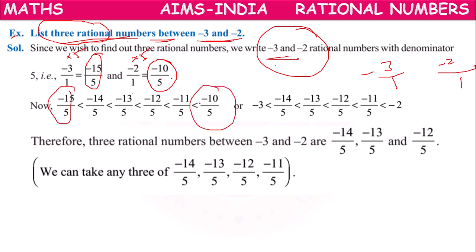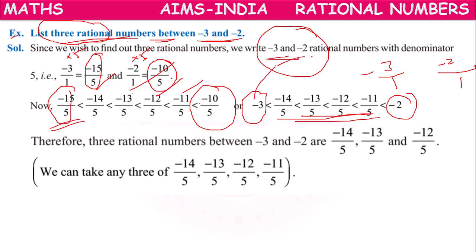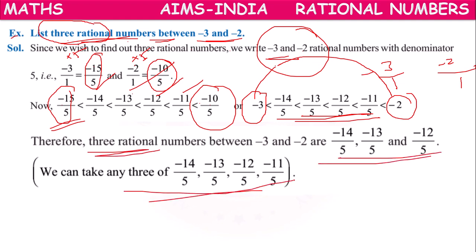What are the in-between rational numbers? Minus 14 by 5, minus 13 by 5, minus 12 by 5, minus 11 by 5. But this minus 15 by 5 equals minus 3, and minus 10 by 5 equals minus 2. So these are the rational numbers which are in between minus 3 and minus 2. Now we have got 4. They asked for 3. Out of 4, any 3 we can write.